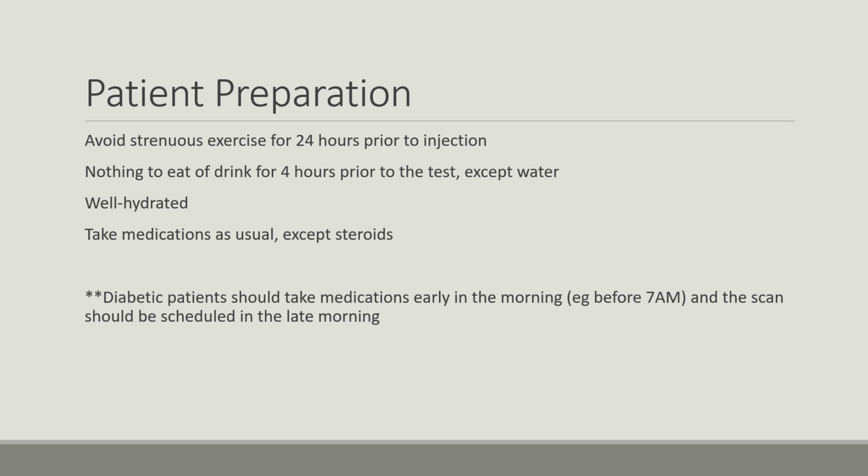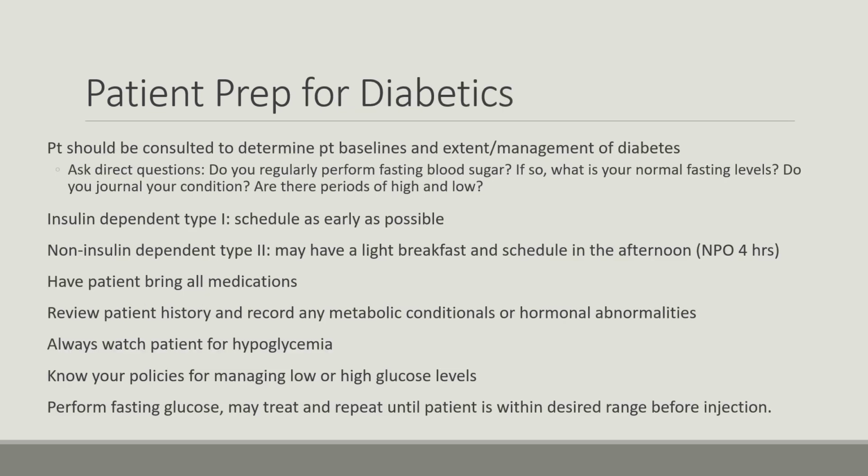For diabetic patients, they do have additional patient preparation. Diabetic patients should take their medications early in the morning, for example, before 7 a.m. And then the patient should be scheduled for later in the morning or early afternoon. The last thing that I kind of skipped over was the uptake period, which is 60 to 90 minutes, but we're going to talk about that in a second.